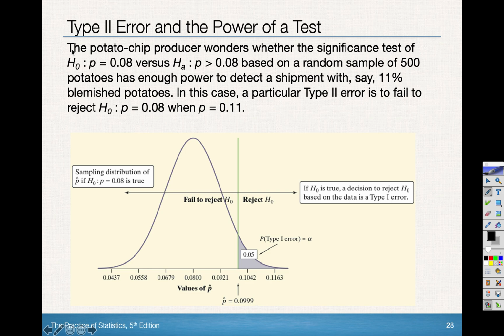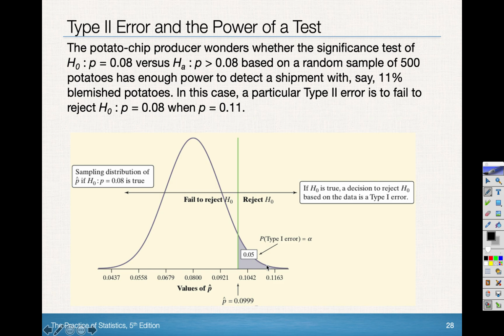So in this case, the parameter is actually 0.11. But when we're doing the actual inference test, we always assume that the original parameter is correct, which is 8%. So this is our sampling distribution. If p was actually 0.08 and centered at 0.08, we found our cutoff value of 0.0999 that we showed before using inverse norm.